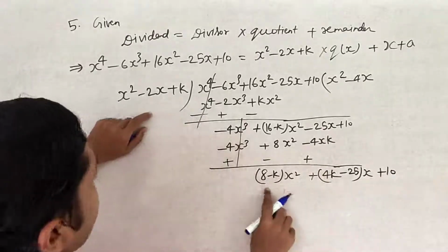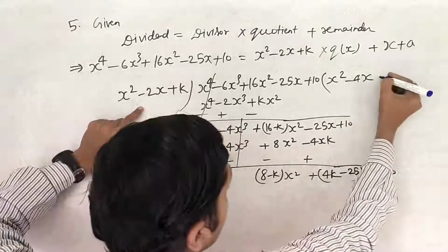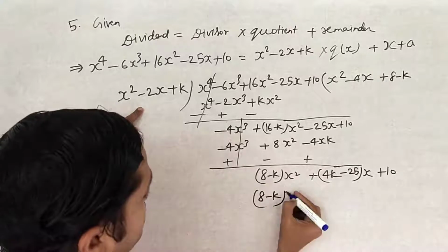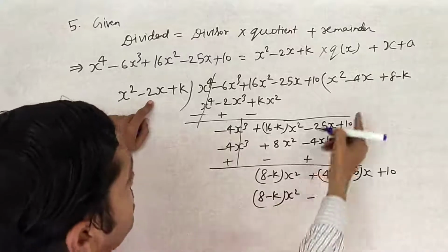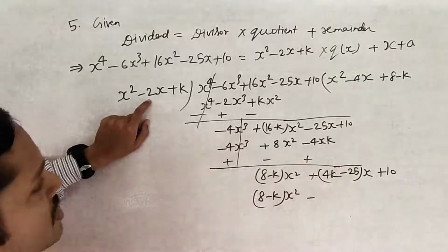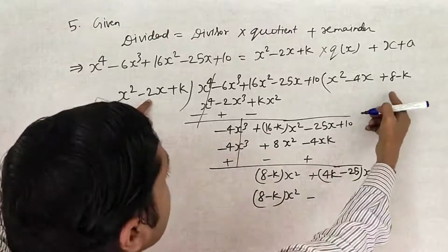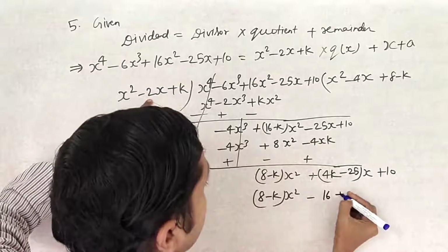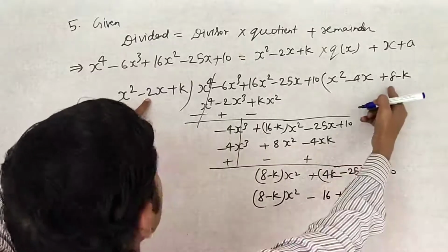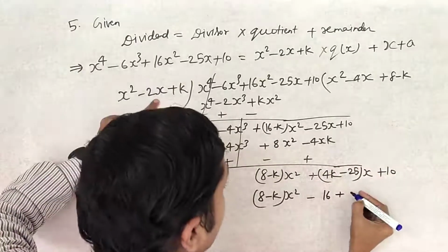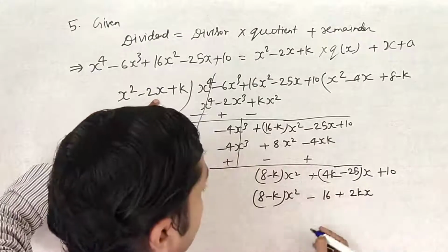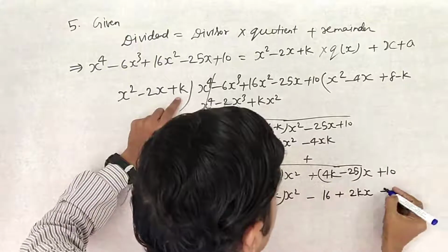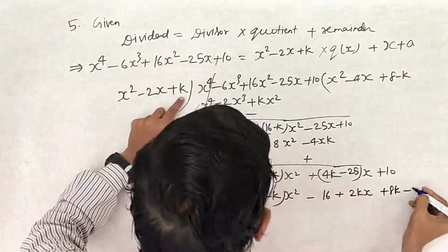Now look at (8 − k)x². Directly we are multiplying 8 minus k. Look at it, (8 − k) into x². Direct minus. Look at it, minus 8. 2 eights are 16. Clear? 2 into (8 − k). How much? 16 minus 2kx. Minus 2kx. Clear? This one is plus. Look at 8k and minus k².